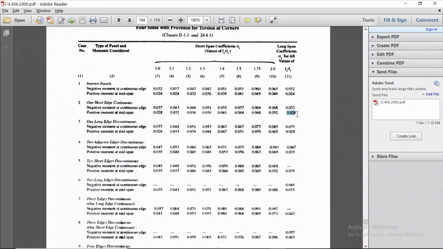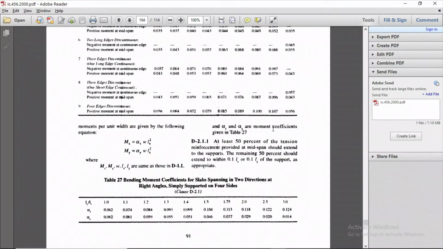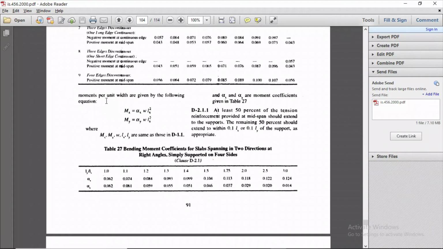Now next, to calculate the bending moment, we have a formula below the table, right? So this is the equation that we are going to use. These are the two equations. Mx is equal to alpha x into WLx square, and My is equal to alpha y into WLx square. See, both the way there is Lx square only, no Ly square. We are using shorter span for design, right?